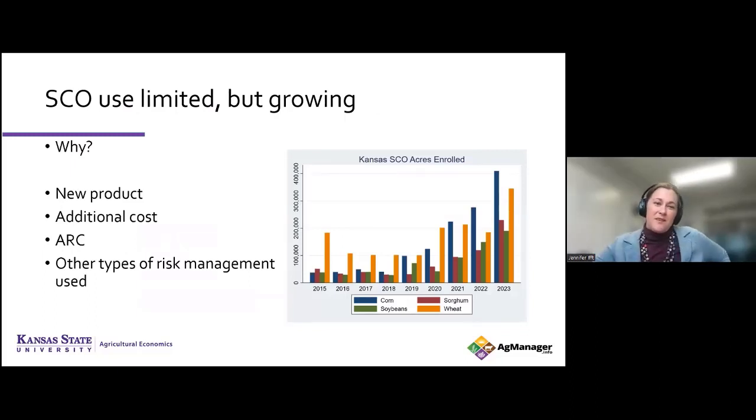SCO, the Supplemental Coverage Option, is still fairly limited in Kansas, but it has been growing. For our major crops today, it's about 5 to 7% of all acres. There are a couple of different reasons for this. It's a new product, so there's a learning curve. It is going to cost more, since you have to pay in, as compared to ARC, which is free. Producers might also use other types of risk management. This chart shows where we were in 2015 and a steady upward trend for all crops through 2023.